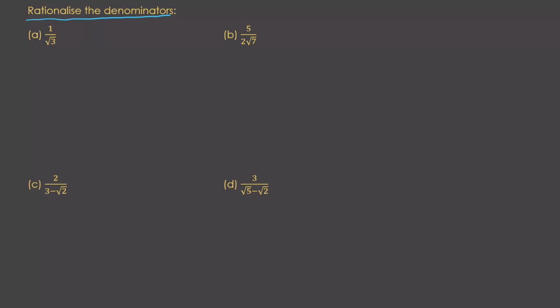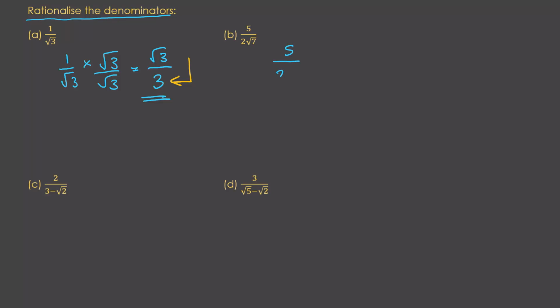Rationalise the denominators. We looked at this one in the intro, 1 over root 3. We want to multiply it by 1, but we tailor our 1 to the question we have. And root 3 over root 3 would be a good way to express 1 here. Then if we look at the denominator, we have root 3 times root 3, which we know is 3. And on the top, I've got 1 times root 3, which is root 3. And now my denominator is a rational number.